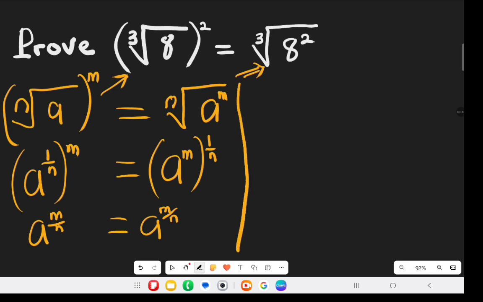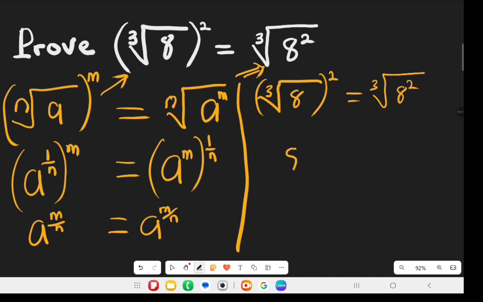So I will write down this expression and we apply it the way we applied it on this side. So let's go. We have the cube root of 8 all raised to the power of 2, which is the same thing as the cube root of 8 squared. When we do that, we can express the left hand side to be 8 raised to the power of 1 over 3 all raised to the power of 2, which is the same thing as, when we express the right hand side, we are going to have 8 squared all raised to the power of 1 over 3.